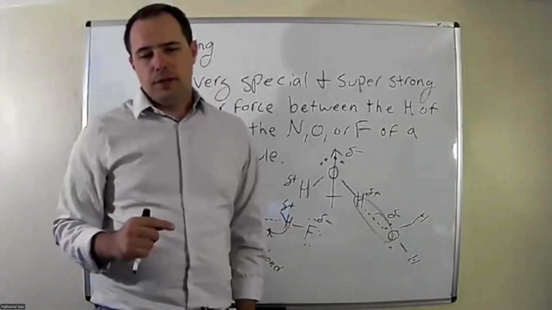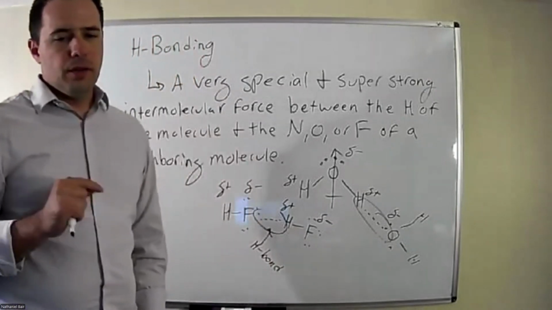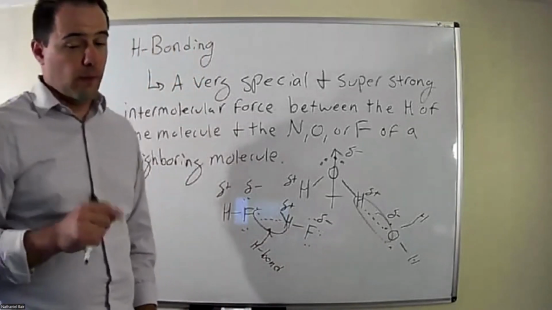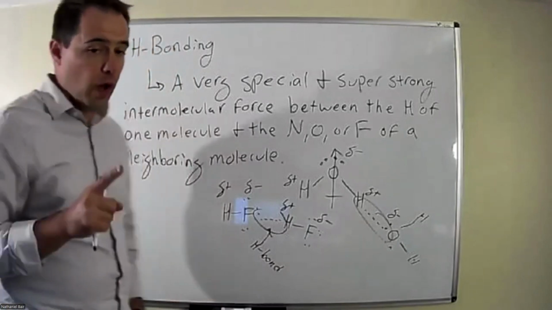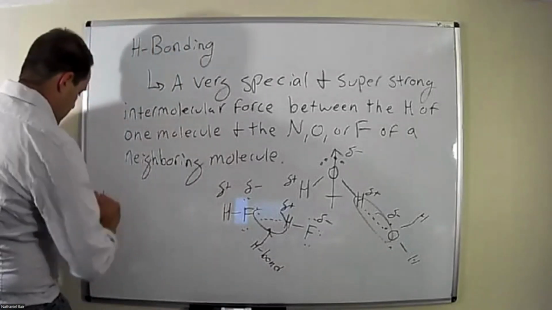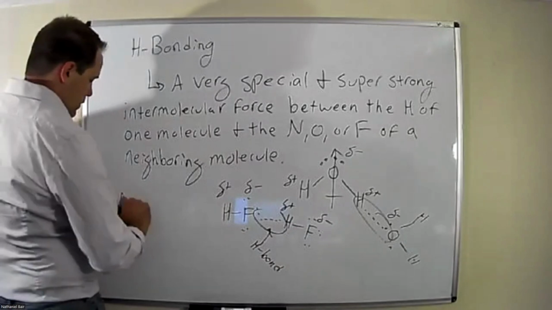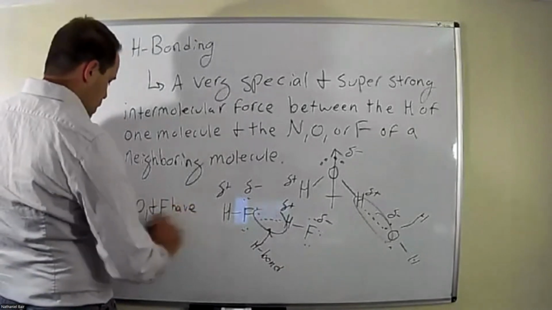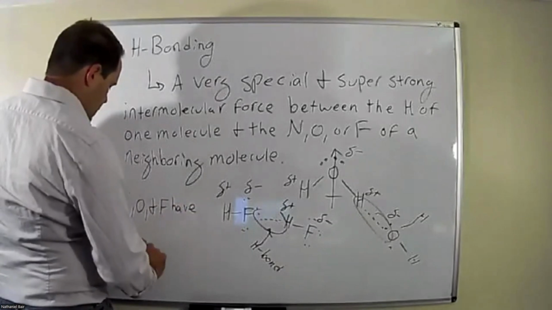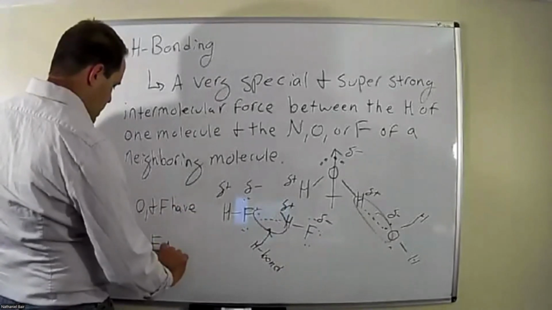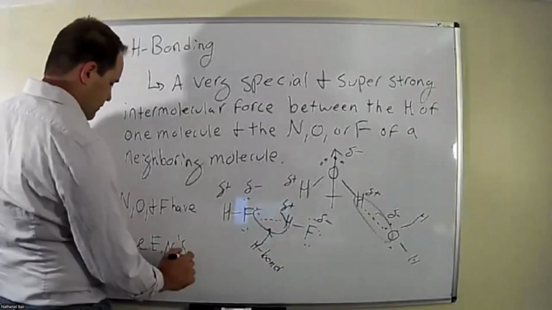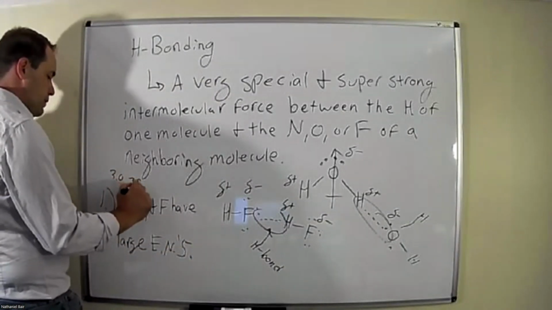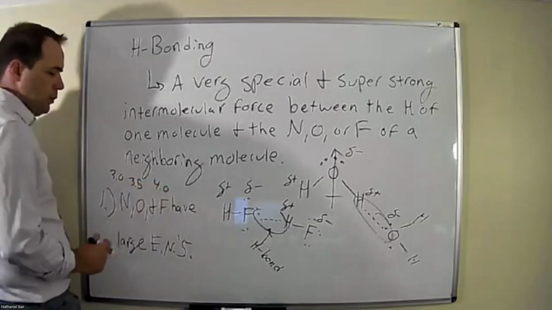What makes hydrogen bonds so darn special? Well, they're super special and super strong for two reasons. Number one, nitrogen, oxygen, and fluorine have large electronegativities. Nitrogen's 3.0, oxygen's 3.5, and fluorine is 4.0.